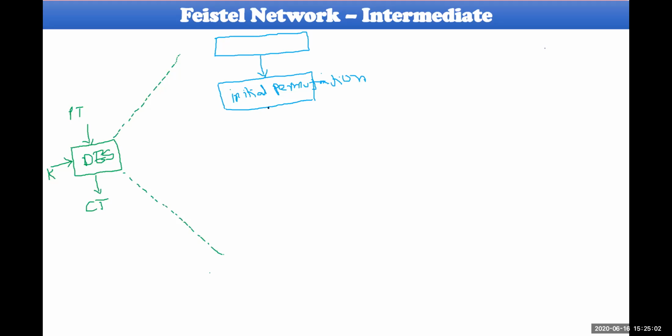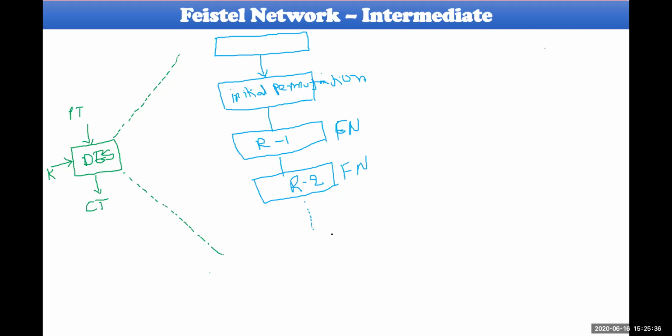After the permutation, the output is taken to round one with the Feistel network, FN meaning Feistel network, followed by round two using the same kind of Feistel network, and this operation continues for 16 times. This is round 16.